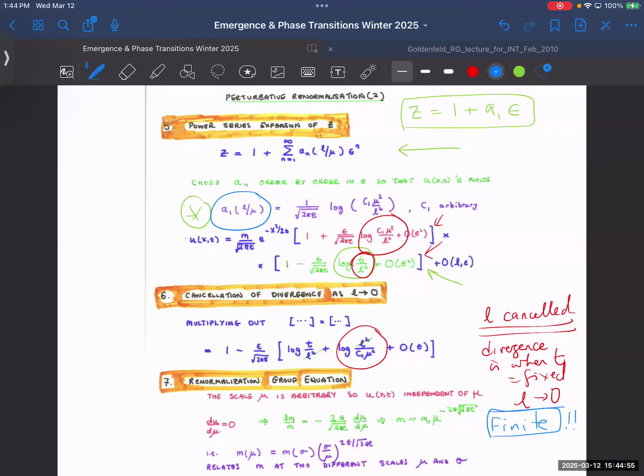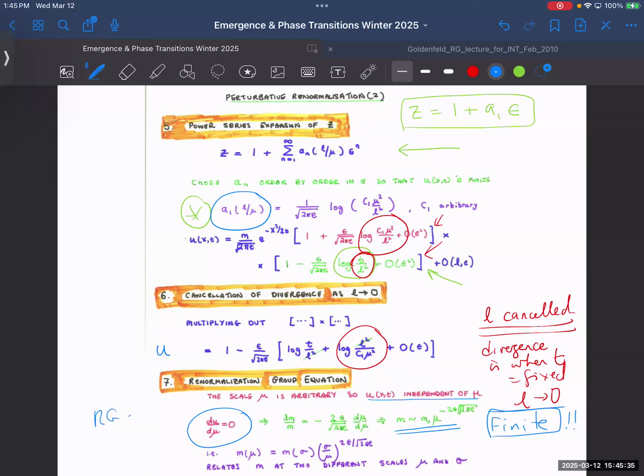So I should have that if I take my solution for u, this is my formula for u, du by d mu should be 0. U must be independent of mu. So if I take this solution and differentiate it with respect to mu and set it equal to 0, what I find is that I get an equation for m, that m scales like this, and so therefore m of mu of any scale mu is m of sigma to some scale sigma over mu to that. So this is the solution of that differential equation, du by d mu is equal to 0.